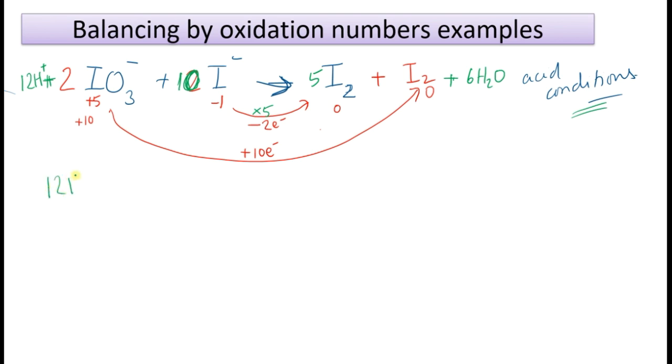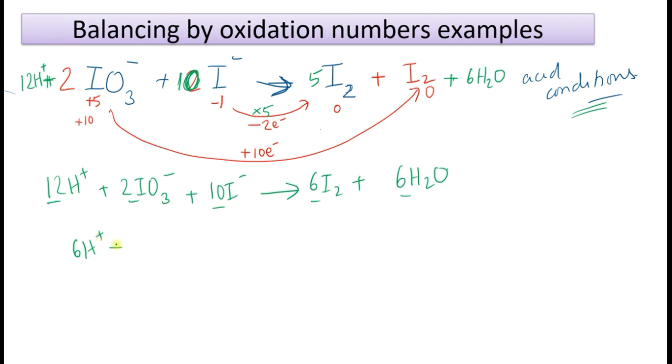However, you notice that you can actually simplify this a little bit more. 2IO3 minus, 10I minus. I'm going to add this 5I2 to this iodine, put 6 iodine here, plus 6H2O. Now you notice they're all even numbers. You'll get full marks for balancing this as it is, but you can divide that by 2. So I'm dividing everything by 2: 6H plus, IO3 minus, 5I minus, giving 3I2 plus 3H2O. Now that's a fully balanced equation.